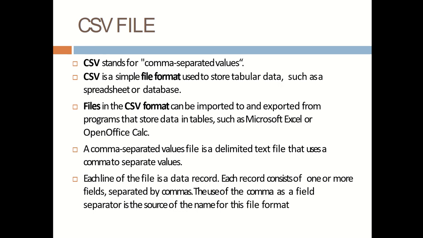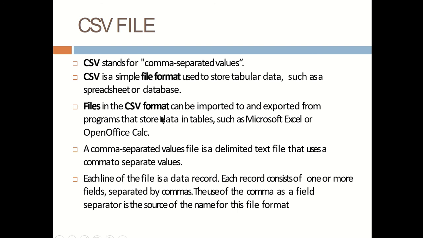CSV stands for comma separated values. It is a simple file format used to store tabular data such as a spreadsheet or a database. So CSV is a file format using which you will be able to deal with the data which is in a table form. Table form in the sense you will have rows and columns, right? And then you will be able to store a large amount of data. It can be either a spreadsheet or a database as well. So it is used to deal with the data in that format.